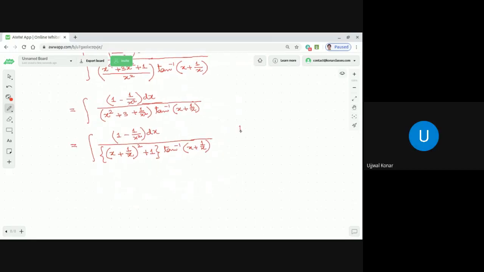So let x plus 1 by x be equal to t. Now what is the d/dx of x? 1. Yes, 1 by x square dx is equal to dt. That implies this is equal to, after substitution, we get dt divided by 1 plus t square into tan inverse of t.